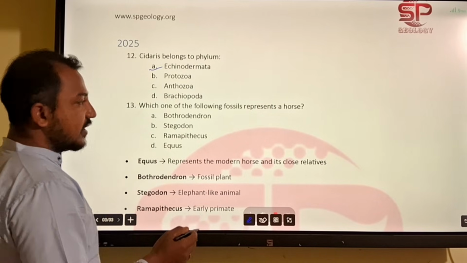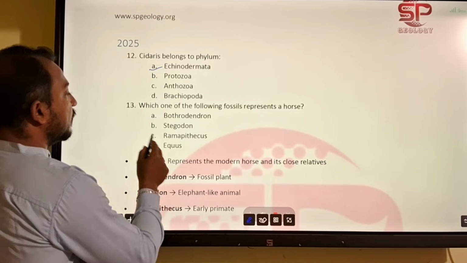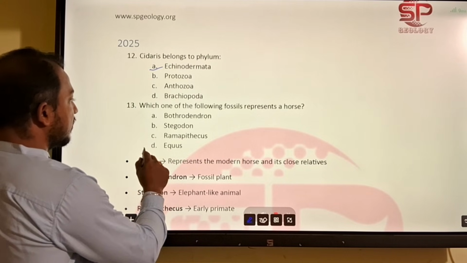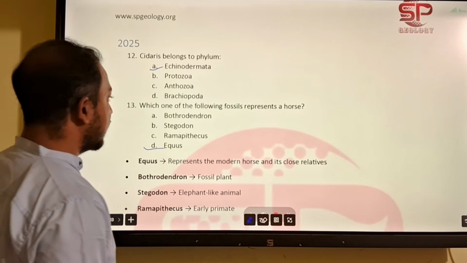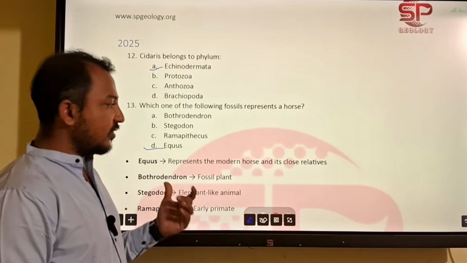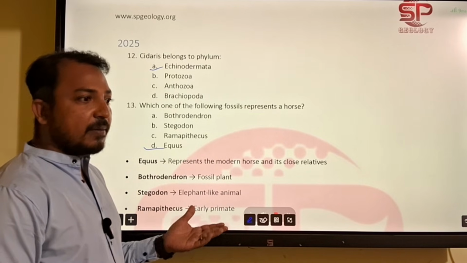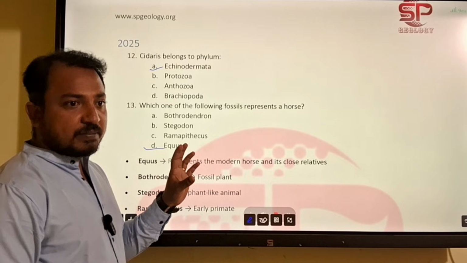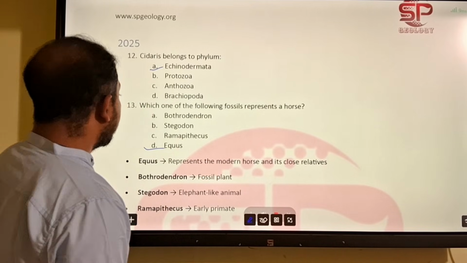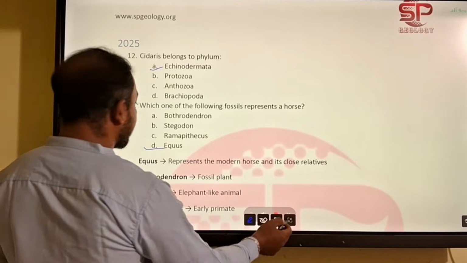Sidaris, Hemisidaris, that belongs to Echinodermata. Which one of the following fossils represents a horse? And also we have discussed Equus, it is a horse. All these questions are related to the previous one, so it is very important. You have to memorize all the questions and their options in this section. So Equus represents horse.